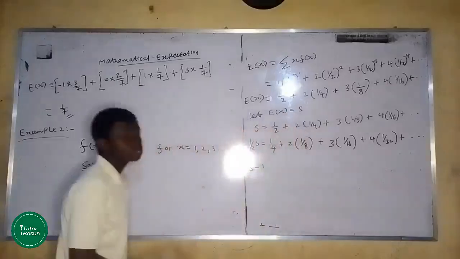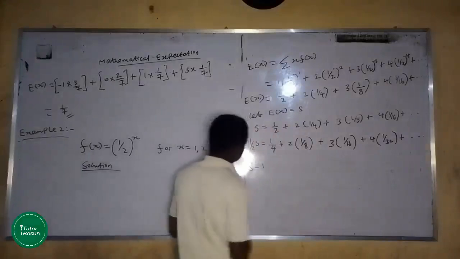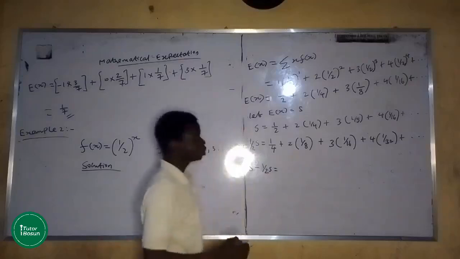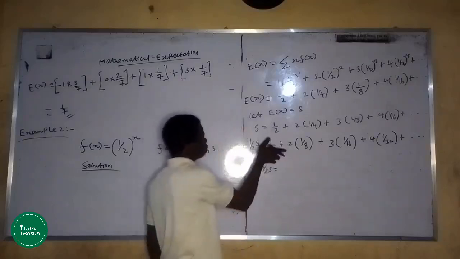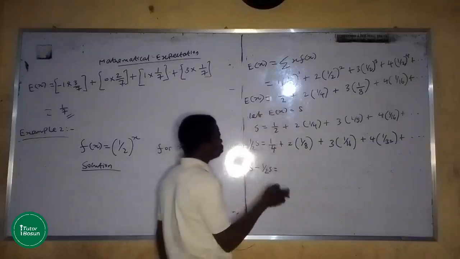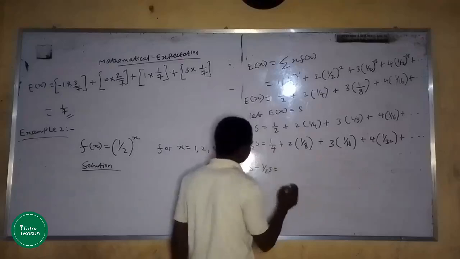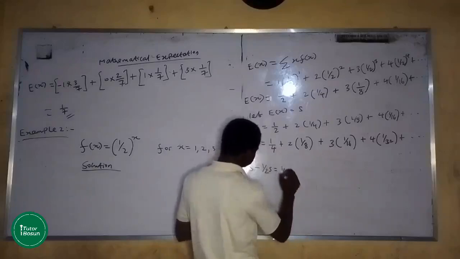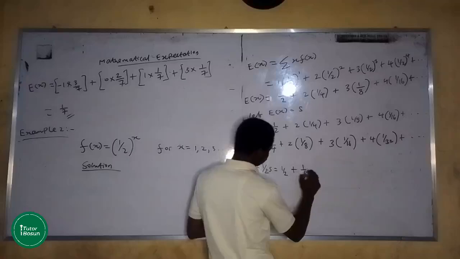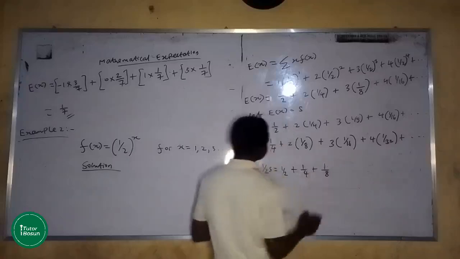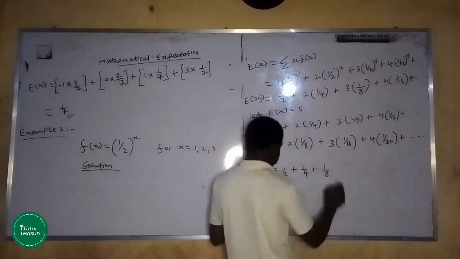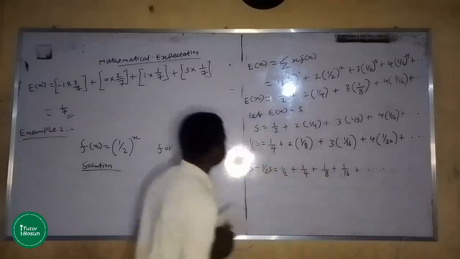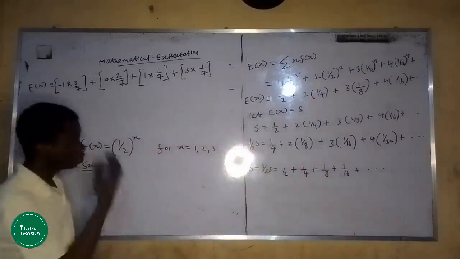So here we have s minus 1 over 2s. So let's subtract these values from these values. What will we be having? This will give us 1 over 2 plus 1 over 4 plus 1 over 8, plus 1 over 16 plus dot dot dot. You can check that with the calculator.